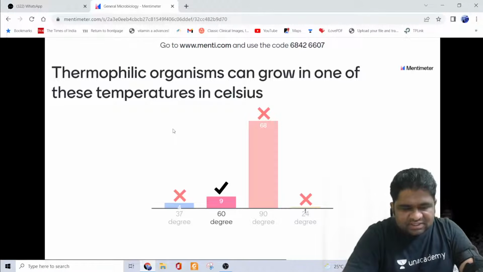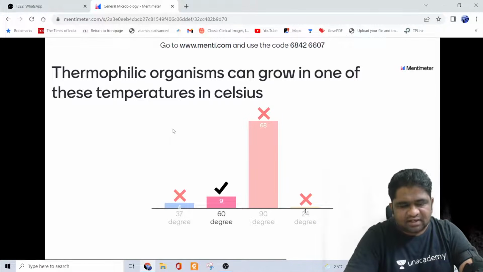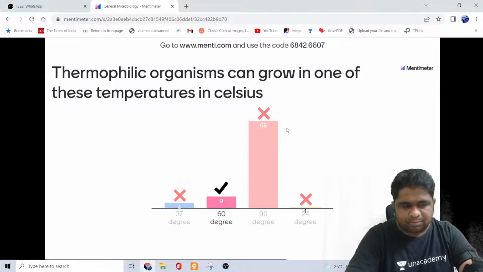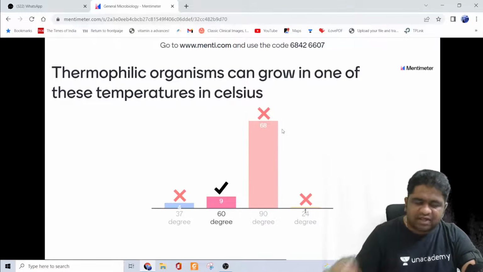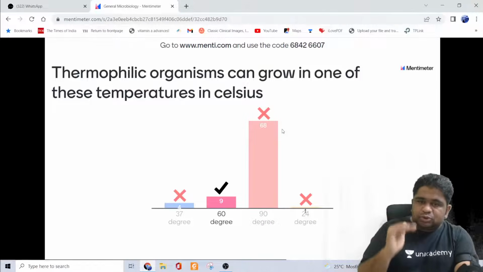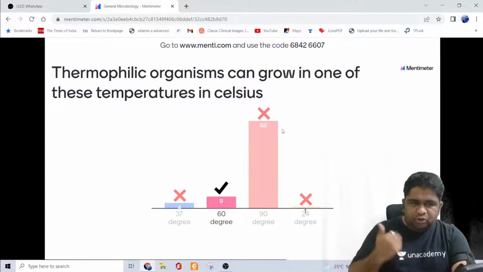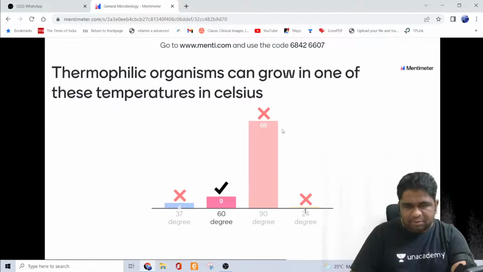Okay, so this is a googly question again. When I said thermophilic, most of you would have thought, okay, thermo means high temperature, so we will choose the highest temperature possible. Is it not? That is how you gave the answer. You chose 90 degrees because you saw the word thermophilic. Now this is to tell you these kind of tricky questions can be present.